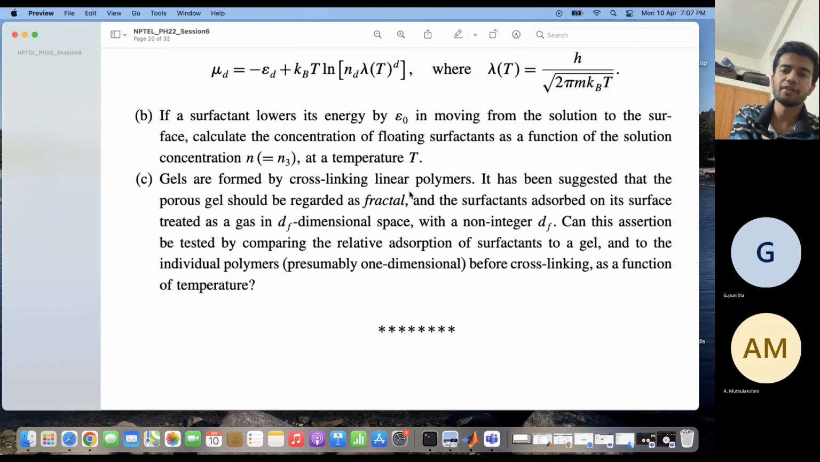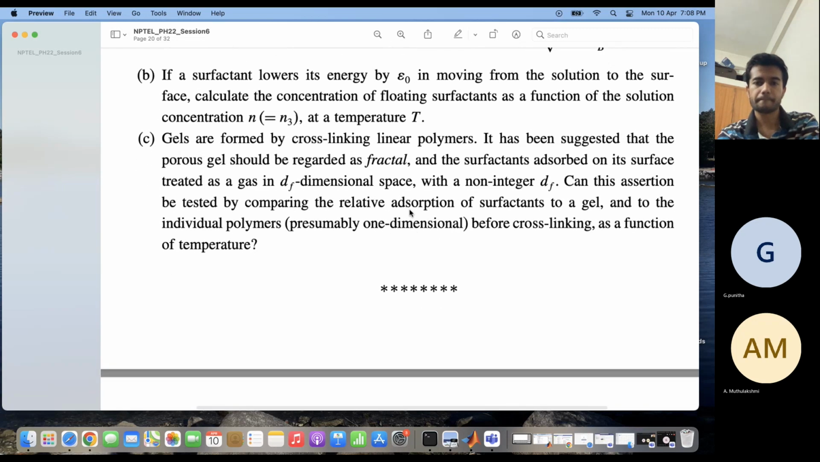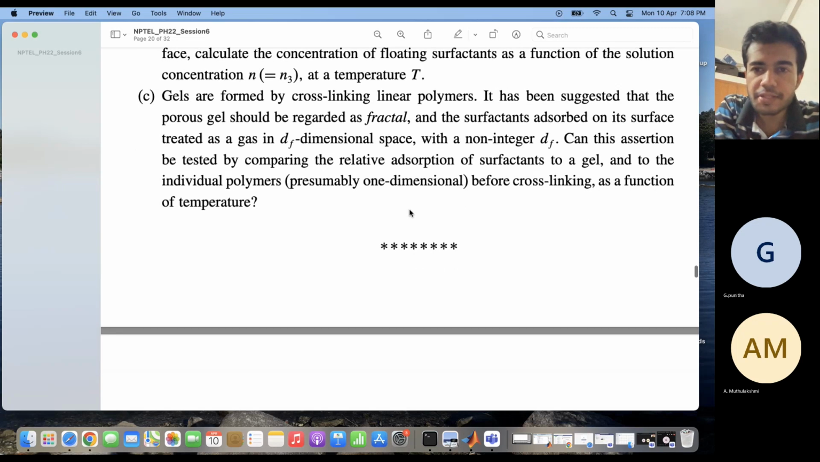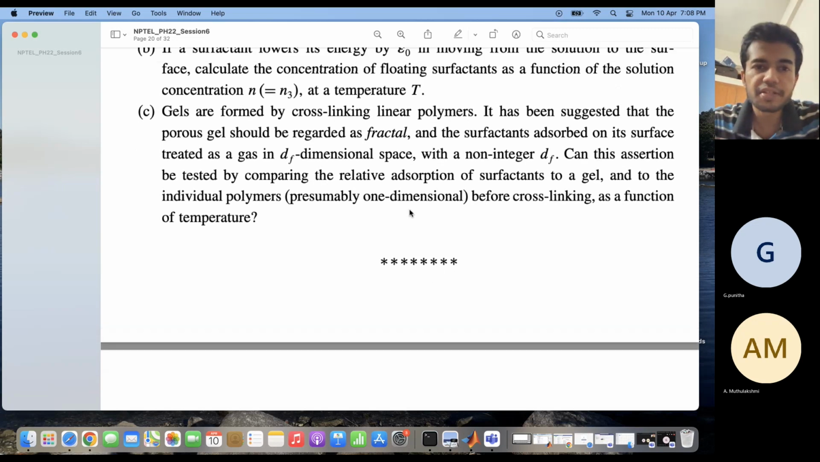For example, if you have a fractal on a two-dimensional surface, then the fractal should have a dimension between 1 and 2. Similarly, if you have a fractal in a three-dimensional space, then that fractal can have a dimension between 2 and 3. Okay, or anything less than 3 for that matter. Right? So this is what a fractal is. So it has been suggested that the porous gels can be regarded as a fractal and the surfactants adsorbed on its surfaces treated as a gas in DF dimensional space, where DF is the dimension of that fractal.